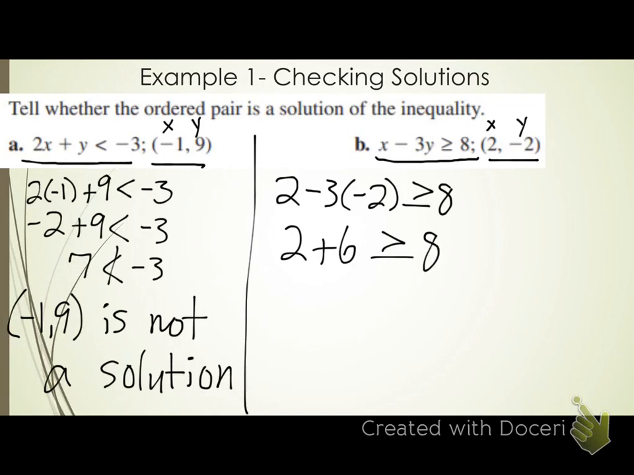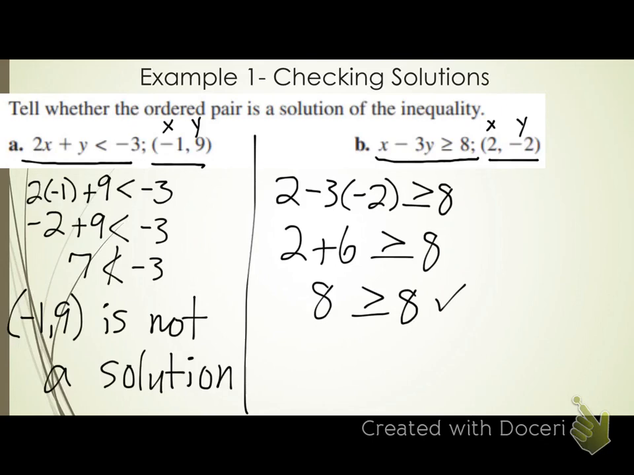What's 2 plus 6? 8 is greater than or equal to 8. Can I work down any more on either side of the inequality? No. So this is a statement I'm looking at: 8 is greater than or equal to 8. True or false? True. If it's a greater than or equal to, it has to just meet the greater than or it has to meet the equal to. It does not have to meet both of them, right? So 8's not greater than 8, but it is equal to 8. So this is a true statement.